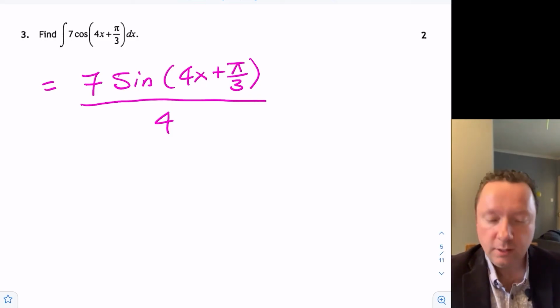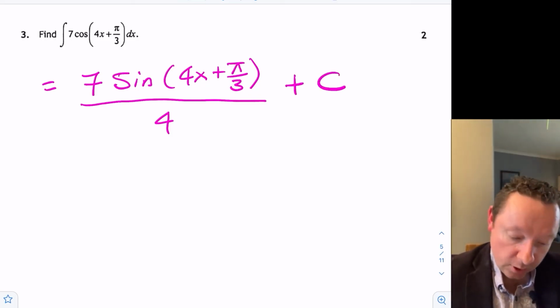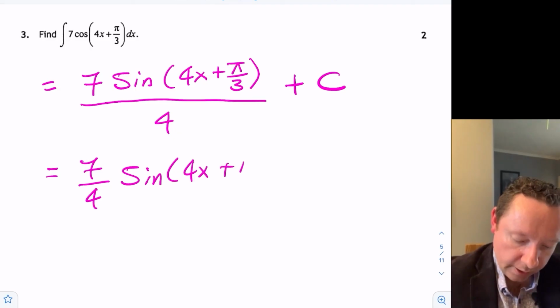Pi over 3 is nothing. So it's just 4. And then we've got plus c, remember? Don't forget your plus c. We could leave it like that, but I'm just going to tidy that up slightly by taking the fraction outside. So we get 7 over 4 sine (4x plus pi over 3) plus c. And we're done there.